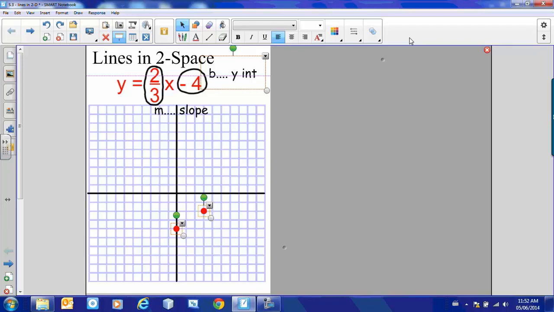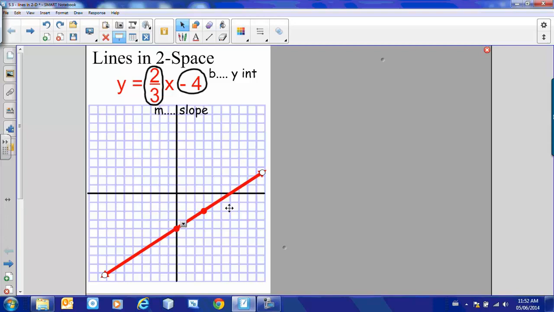The slope tells us how to get to another point given the fact that we have one to start. So from this point, we go up 2 spots, we rise 2, we run 3 to get to that spot. And of course, that gives us a definition of how our line is going to look.